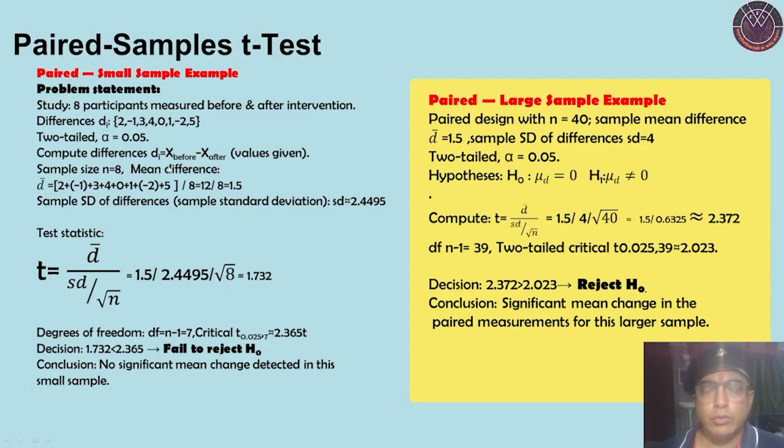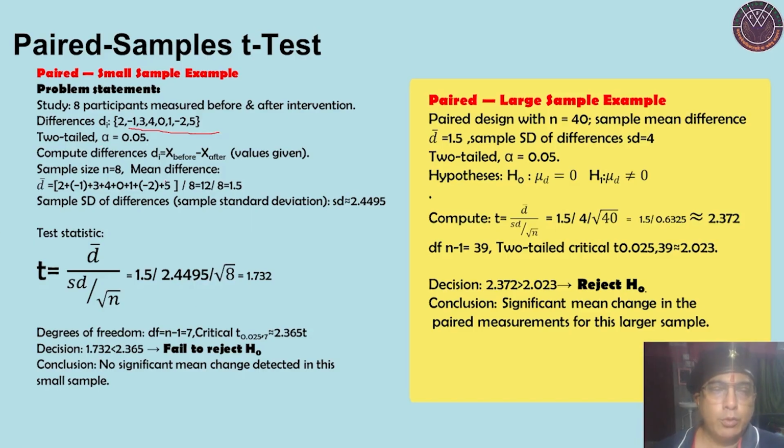It is also used whenever you are going for this type of one-to-one matching, and in those cases also it is used, but many a times it is used for pre and post test condition. So suppose 8 participants are measured before and after intervention. These are only the differences given here. Two-tailed test is there, alpha is 0.05.